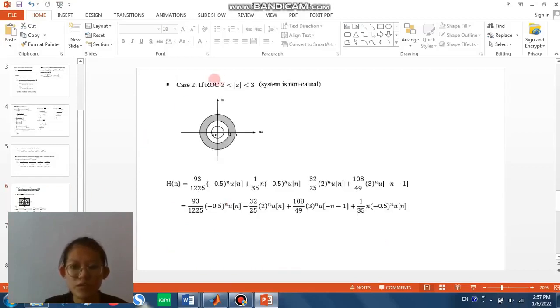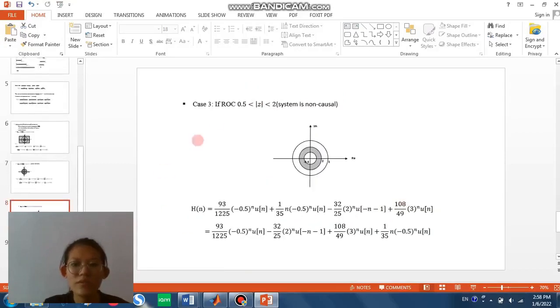Then for case 2, if the ROC is |z| less than 3 and more than 2, the system is non-causal. Hence, the equations of the impulse response h[n] is equal to this one. Then for case 3, if the ROC is |z| less than 2 and more than 0.5, the system also is non-causal. Hence, h[n] is equal to these equations.